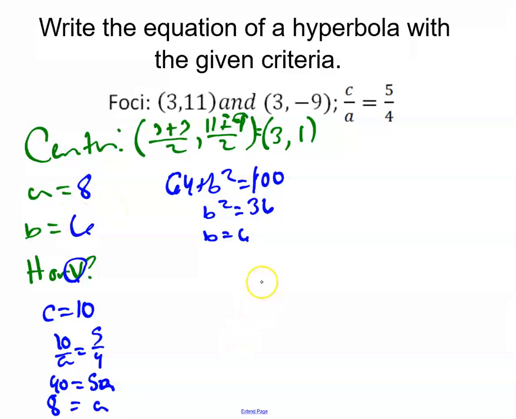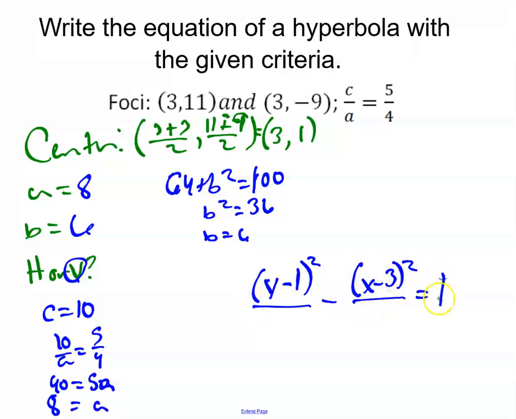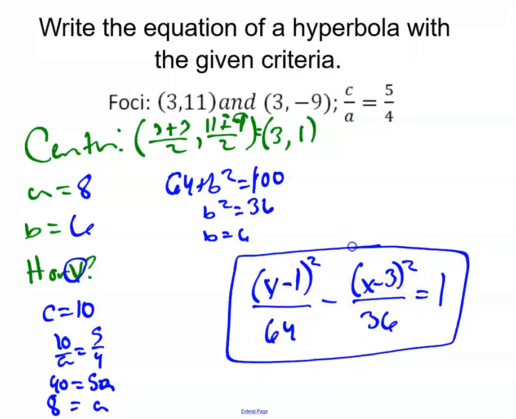So we have our equation. Y's go first, so y minus 1. Again, just like when we were graphing, we need to be conscientious when it's vertical. Make sure you put the y coordinate with the y and the x coordinate with the x, even though the y is being written first. X minus 3 squared equals 1. The a squared is always going to go underneath the first one, so that's 64 and 36. There is your equation.